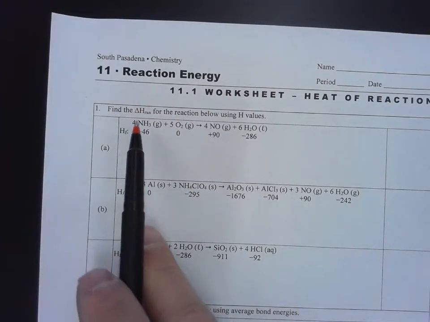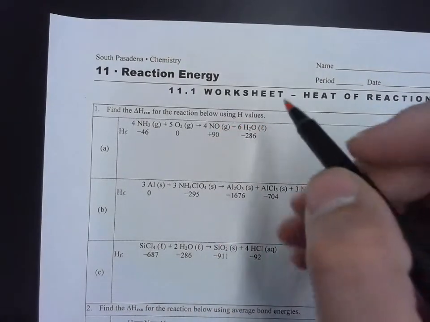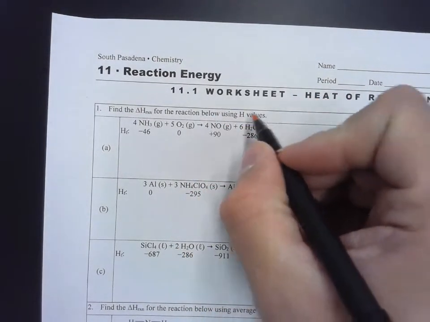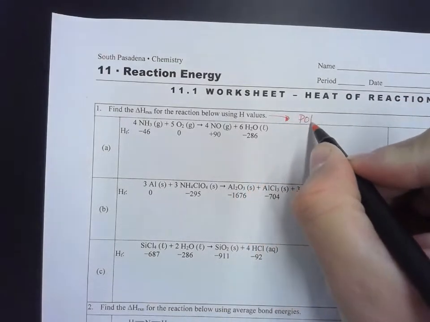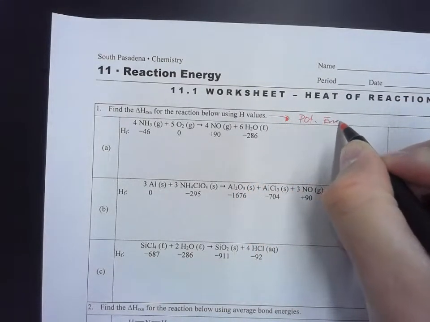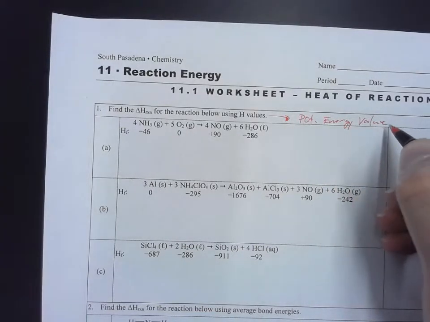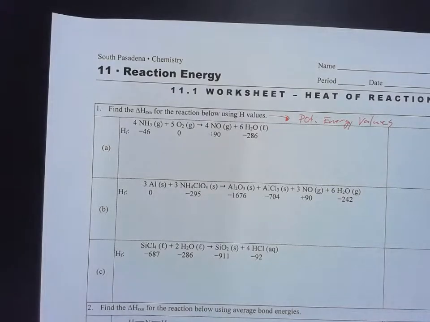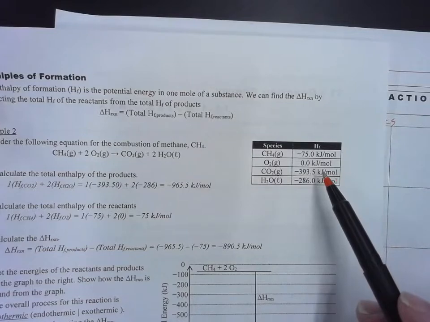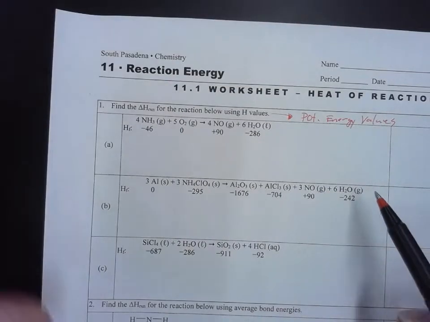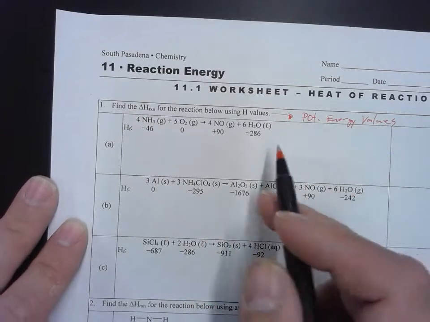For section 1, find the delta H of the reaction using the below H values. Using H values, what that means is potential energy. Okay, the potential energy values. And what were those? Remember, we calculated those in your notes. They look like this. Those are the potential energy values, and they gave that to us here. So all you have to do is this.